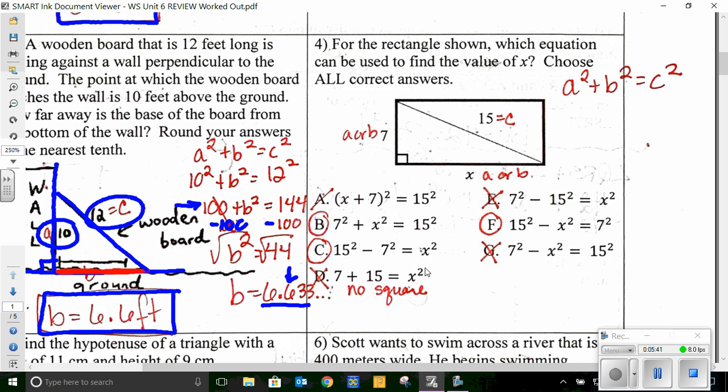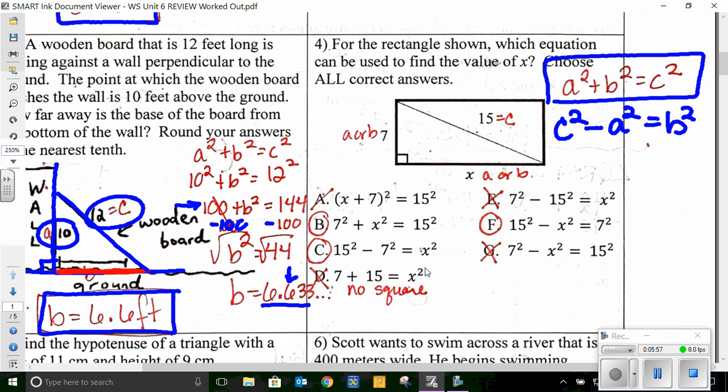Now, we are used to this right here that we've been saying. We've been living right here. A squared plus b squared equals c squared. But that also means that if I am given the c squared, I can subtract the a squared, and that would give me the b squared. Or I could do the c squared minus the b squared, and that would give me the a squared.